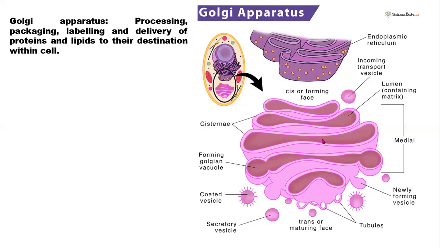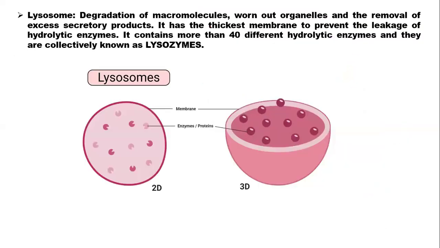So this is the typical structure of the Golgi apparatus. So don't forget the function is processing, packaging, and labeling, and also delivery of proteins and lipids to their destination within the cell. So let's look at the next organelle, which is the lysosome.